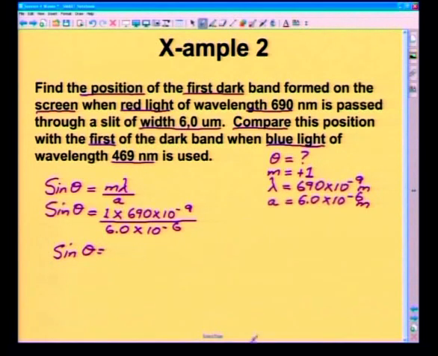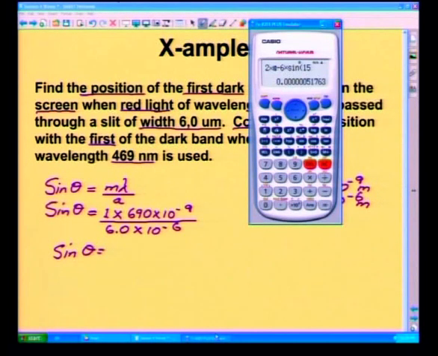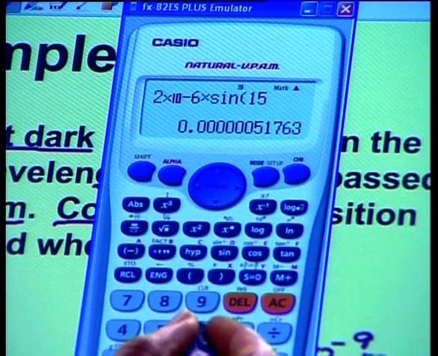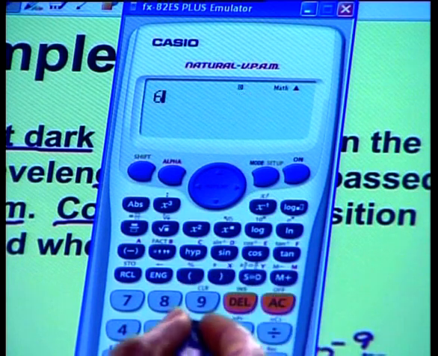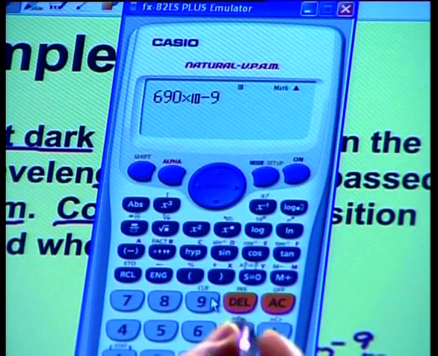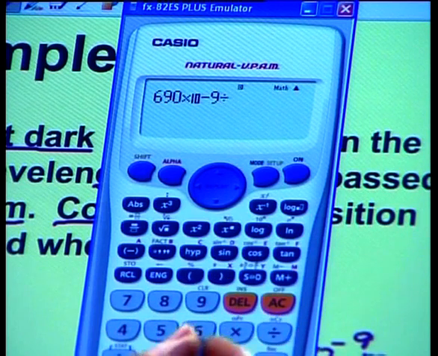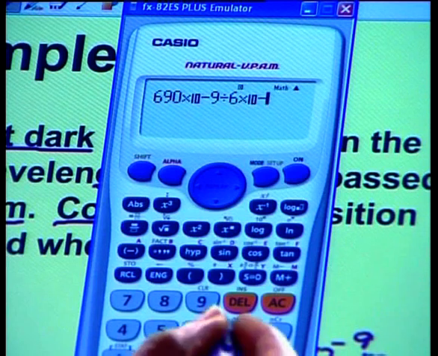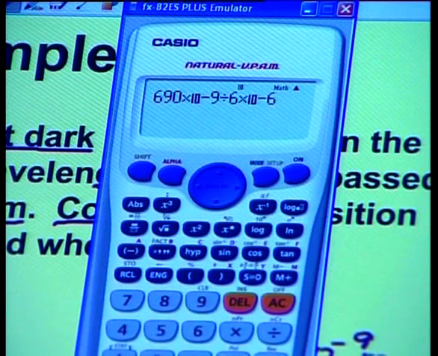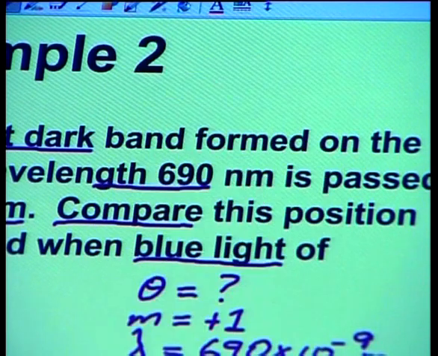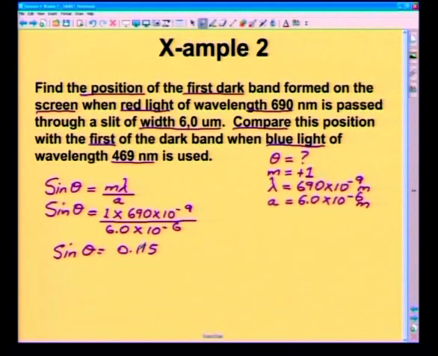And then let's now find what sine theta is. Of course, we will need a calculator for this exercise. So this is 1 times 690, so we will just say 690 to the exponent minus 9 divided by 6.0 by 10 to the power minus 6, right? And we get 0.115. That is sine theta. We have not as yet found theta.